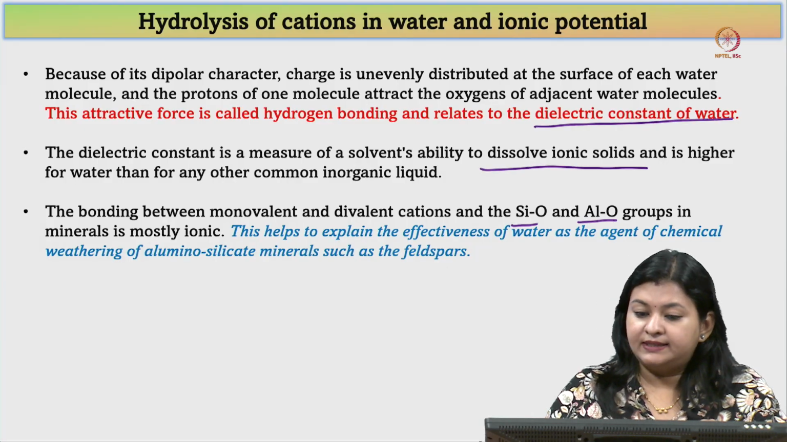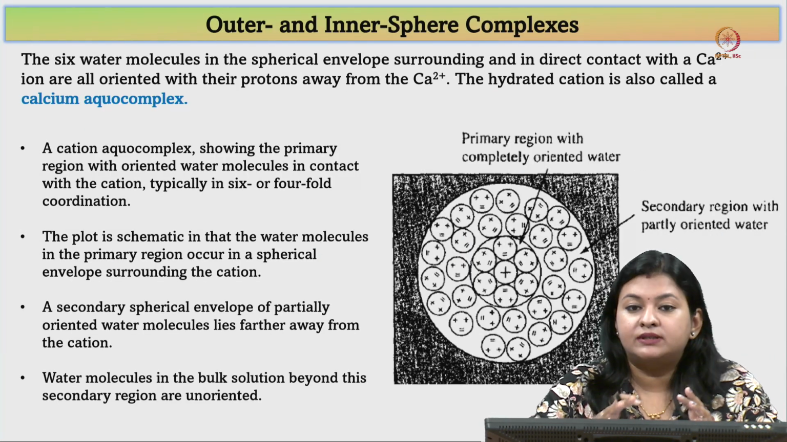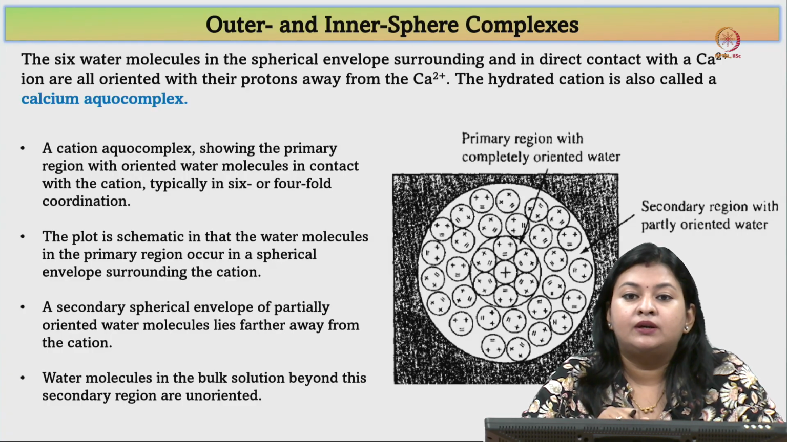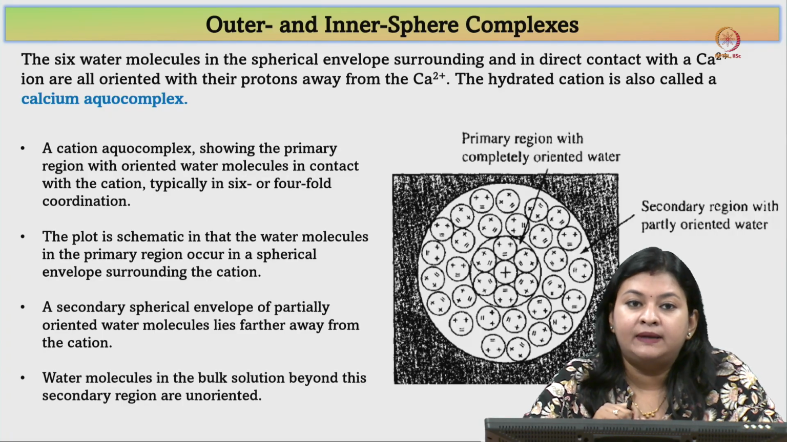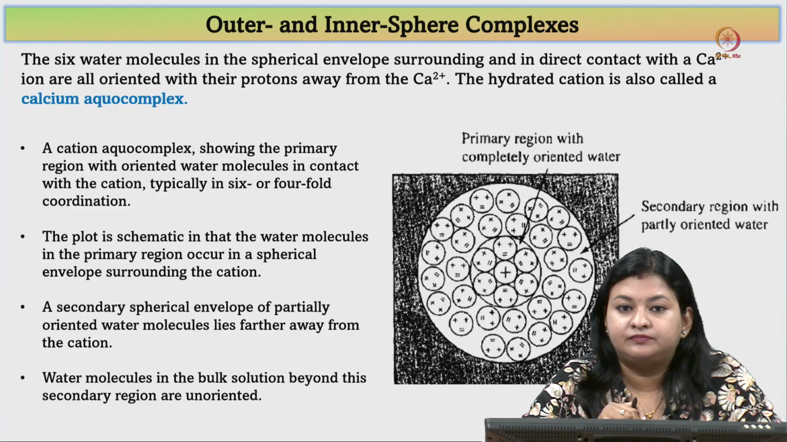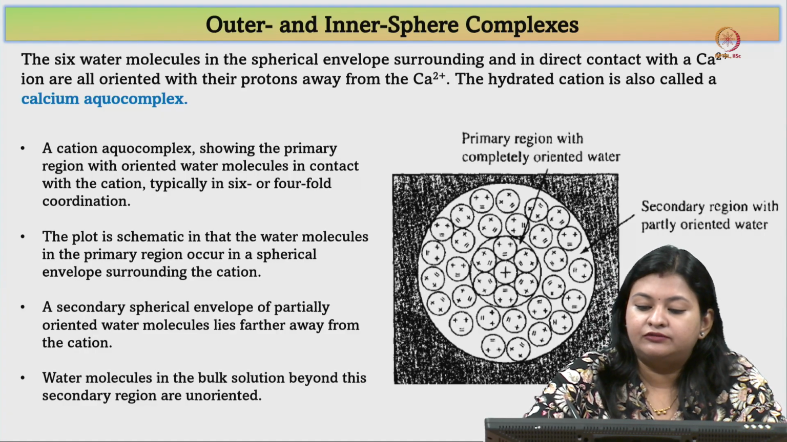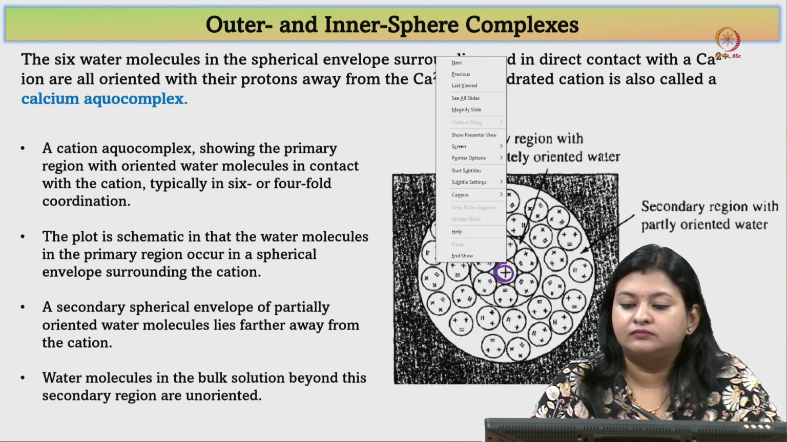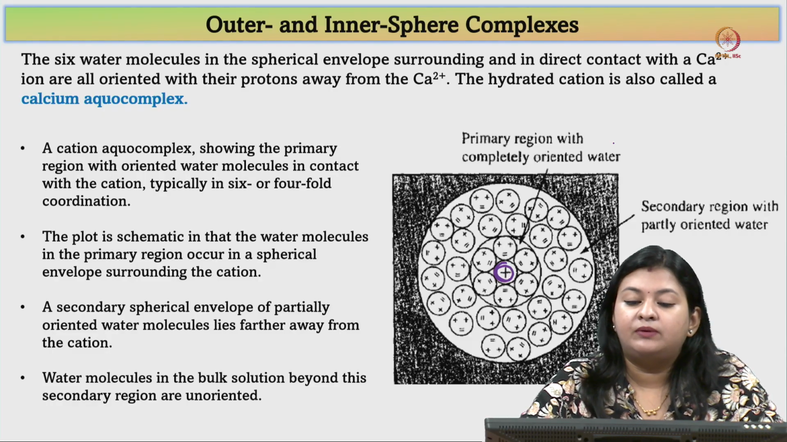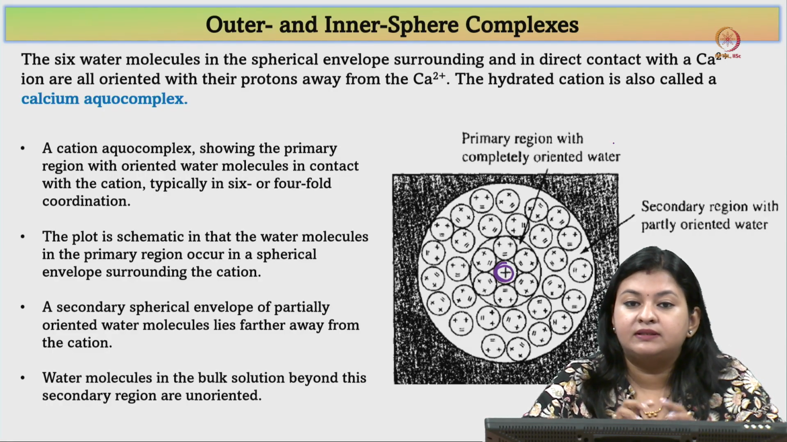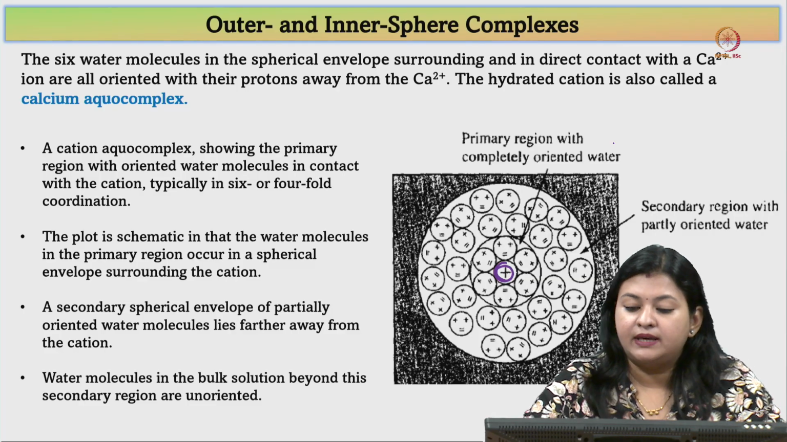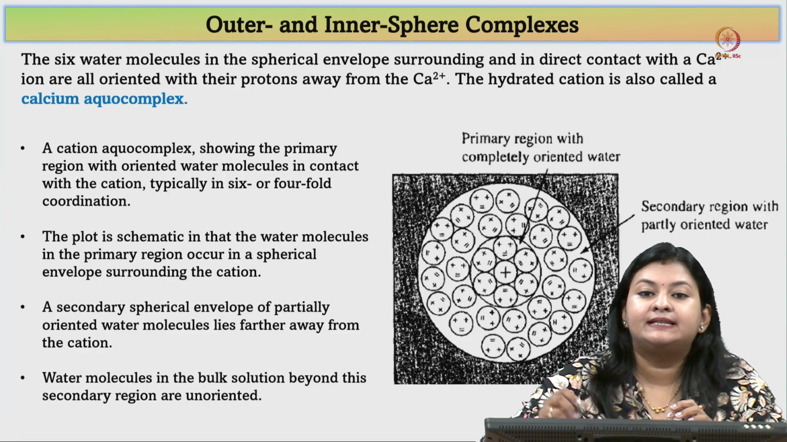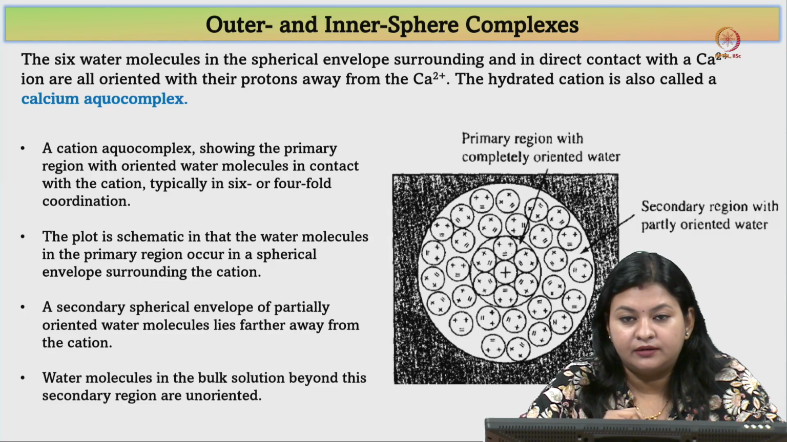Now, let us see how the complexes form, how the complexes look. Here is an example where a water molecule is forming a complex with calcium. Here we have our cation first. So, this is our calcium, and this comes directly in contact. As you can see, due to the arrangement, it is coming in contact with 6 other water molecules.